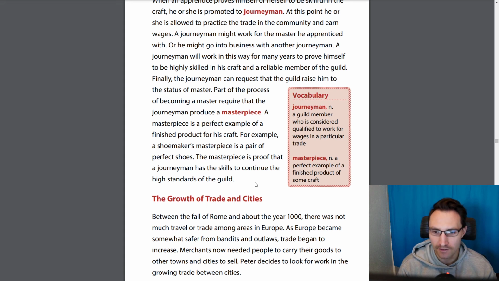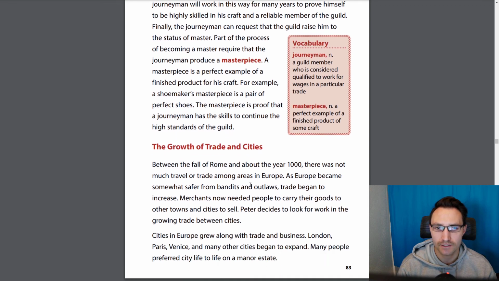That feel so good. I would say Nike and Adidas, Under Armour, they're probably masters of their craft, making many masterpieces. The masterpiece is proof that a journeyman has the skills to continue the high standards of the guild.